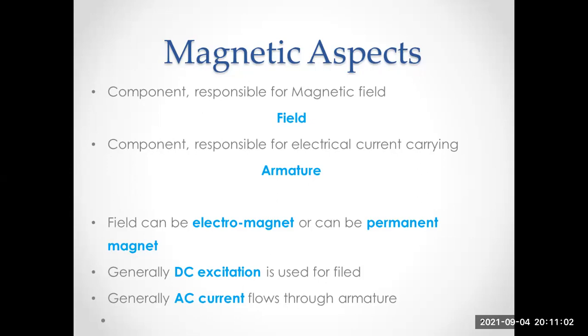Now coming to the third point, field can be electromagnet or can be permanent magnet. That point already I have mentioned. We can use either permanent magnet for the field, or we can use some electromagnet for the field. Okay, so some advantages, disadvantages are there. Based on that, we generally select electromagnet or permanent magnet. Most of the machines that we see is based on the electromagnet. Okay, but nowadays, permanent magnets are also being used for electrical machines, because that gives you very compact size of the machine.